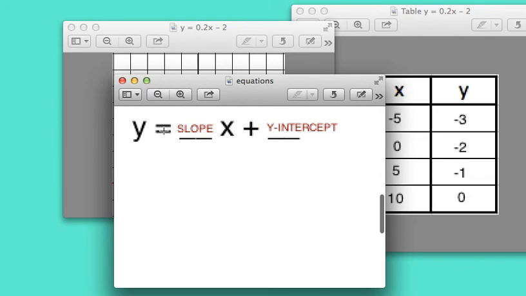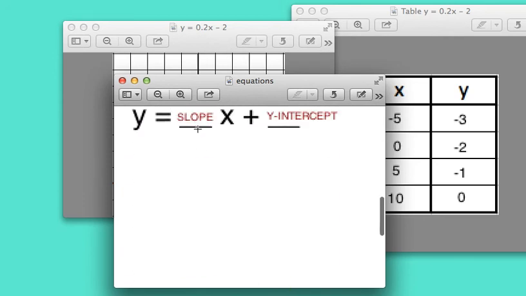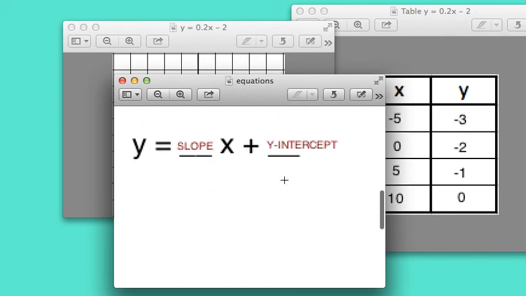So we're always writing y equals some number times x plus some other number. And that first number, which we usually call A, is your slope. And that second number that you put right there is B, that's your y-intercept.